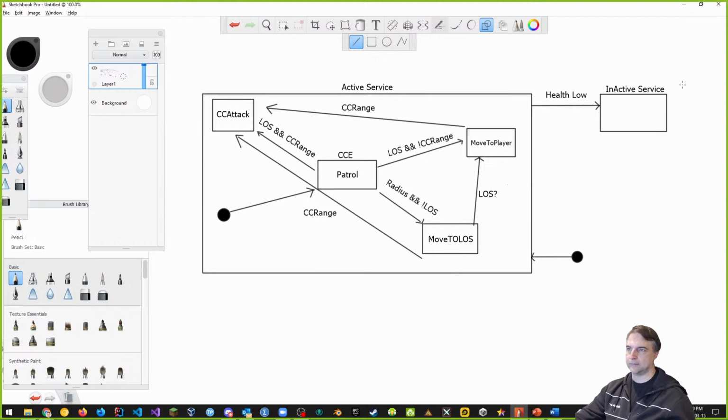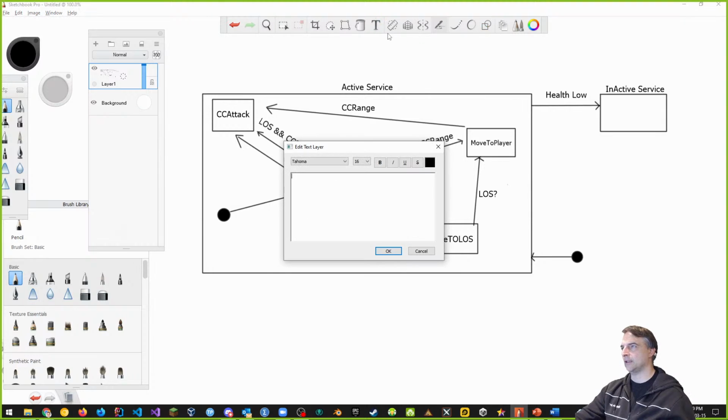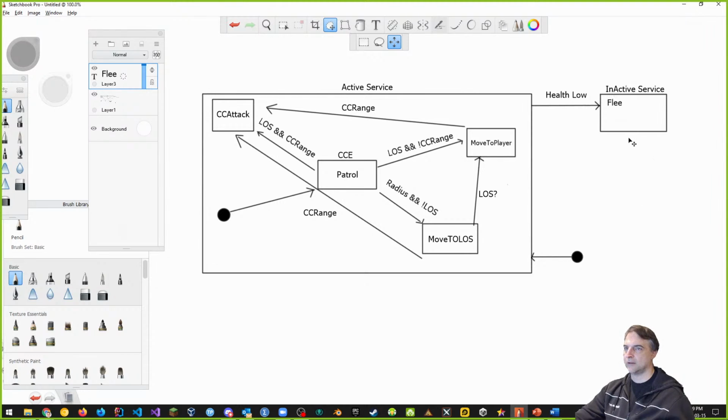First of all, do you agree? What are your thoughts around this? And of course, what is the action I'm going to take when I'm moving from health low? The action is I'm going to flee. The only action I take is flee. So with health low, I transition to an inactive service by fleeing, if I can. I want to attempt to flee. Have I left the screen? If I have, return this thing out. If not, then give the player points. That might be something that's inside of the inactive service state.